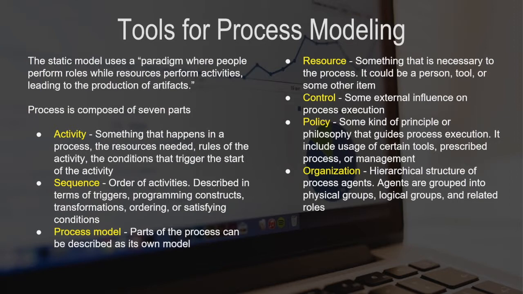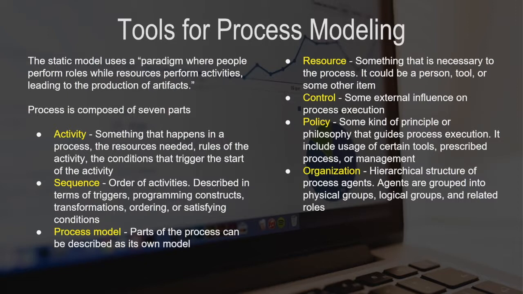The process model, which means that you can have parts of the process with its own sub-process, and this can happen recursively, go down as far as you wish to any level of detail that you need. Resources, which is something that is necessary towards the process. It could be a person, a tool, anything that is necessary to complete the process, it can be considered a resource. Control, which is some external influence on process execution.